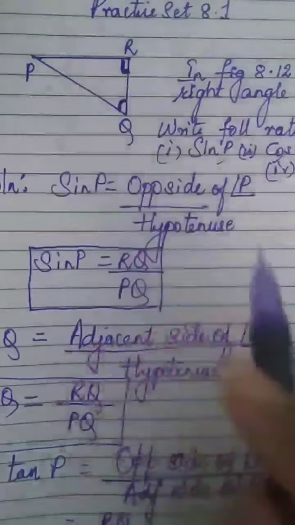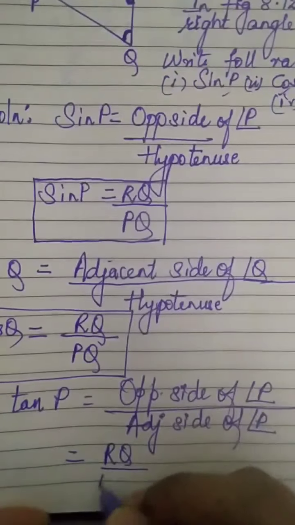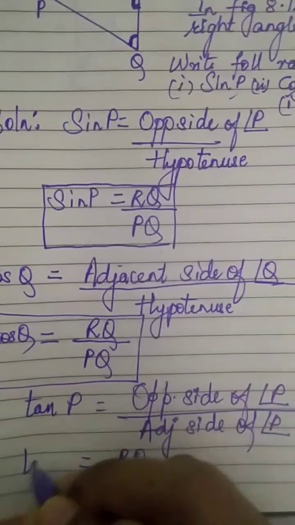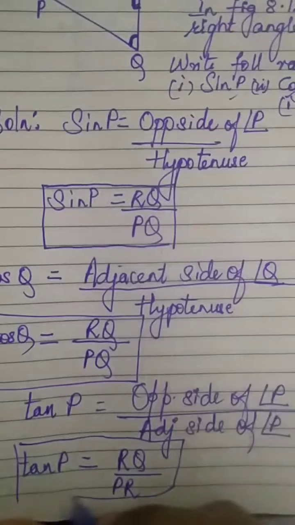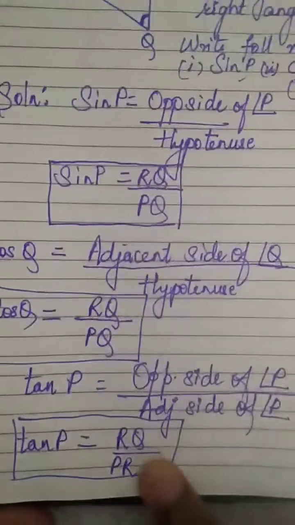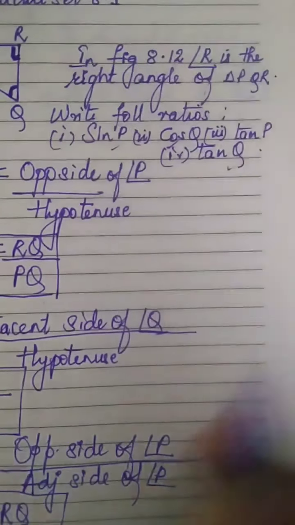You will not take the hypotenuse. So the adjacent side is PR. So we got tan P is equal to RQ upon PR. Very easy, no children? Now the last one you try.